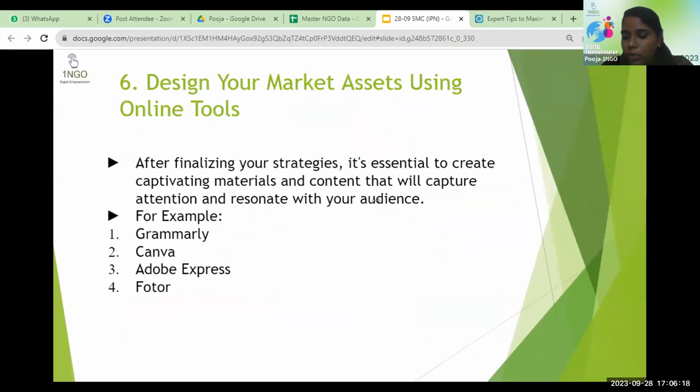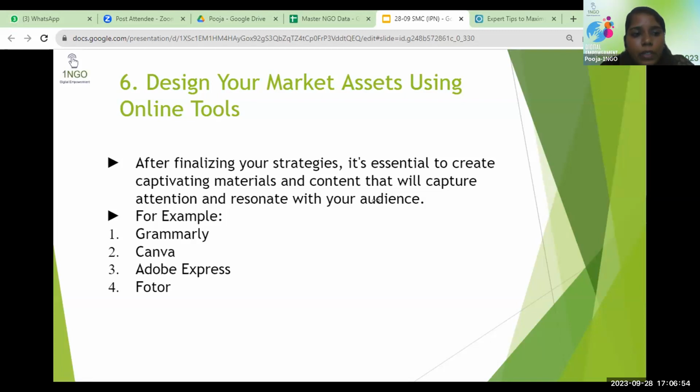After you have a content calendar, what you should do is design the marketing assets using some online tools. Some of the online tools you can see here are Grammarly, Canva, Adobe Express, or Photo. So why am I using these? For example, Grammarly is a tool for nonprofits and businesses as well. It will help you in maintaining professionalism, so you will have clarity in the communication.